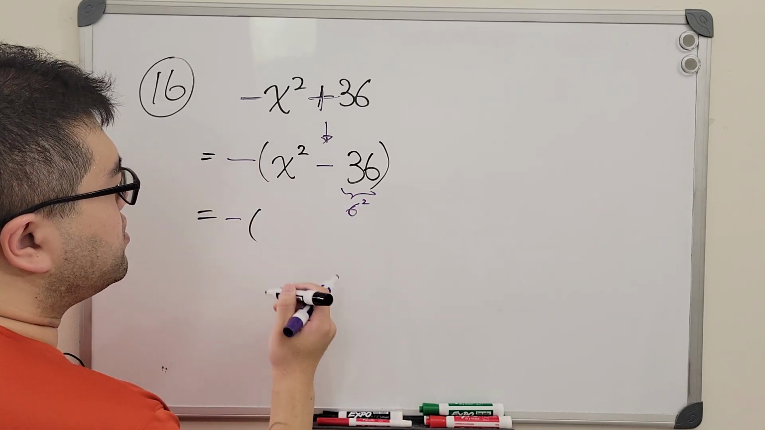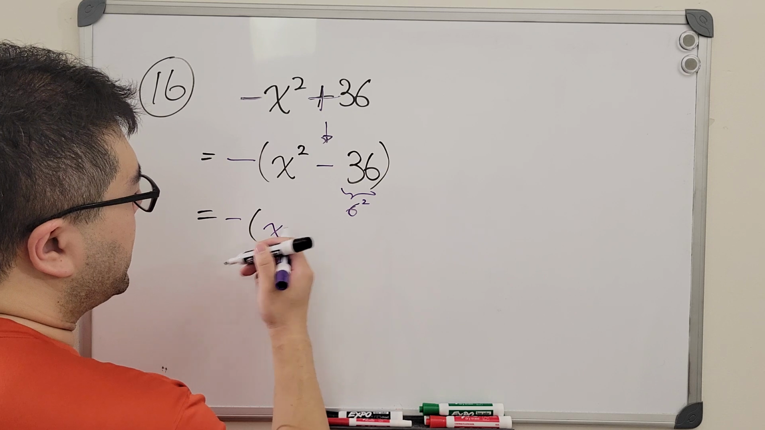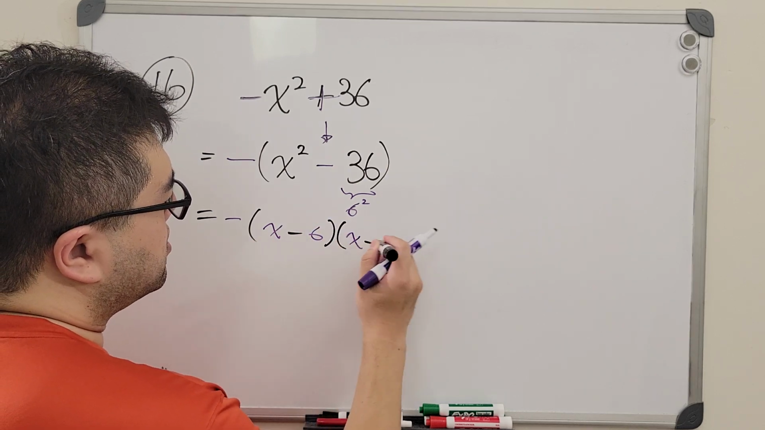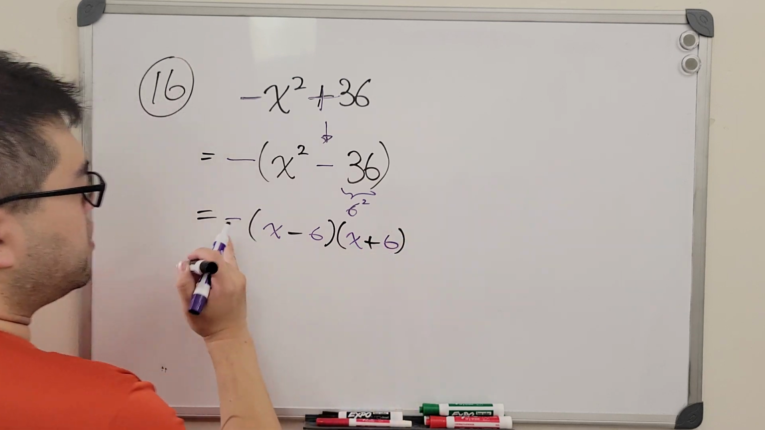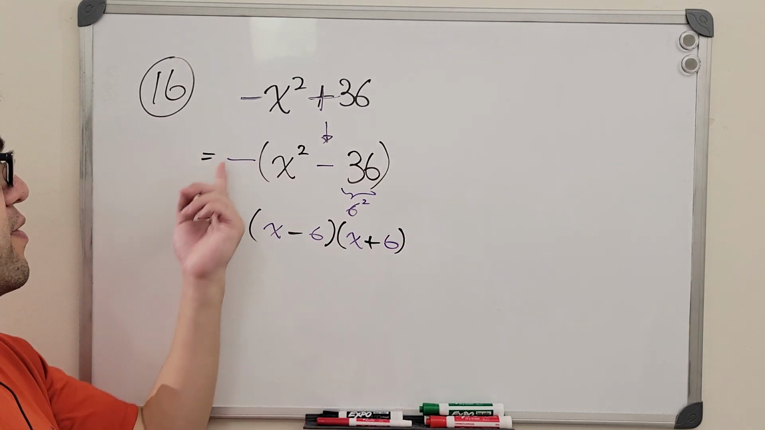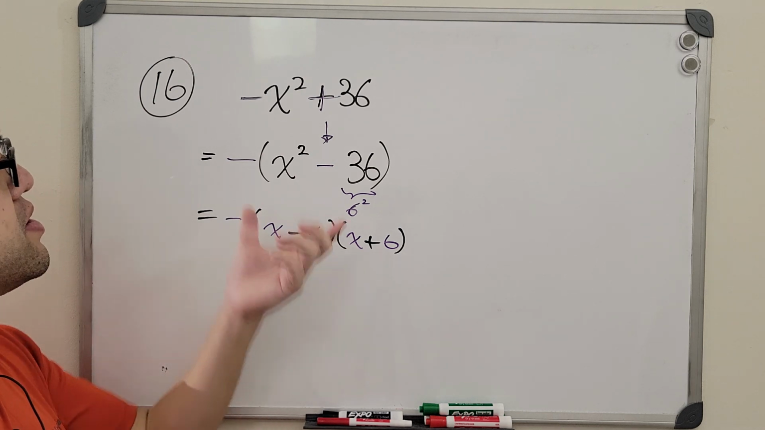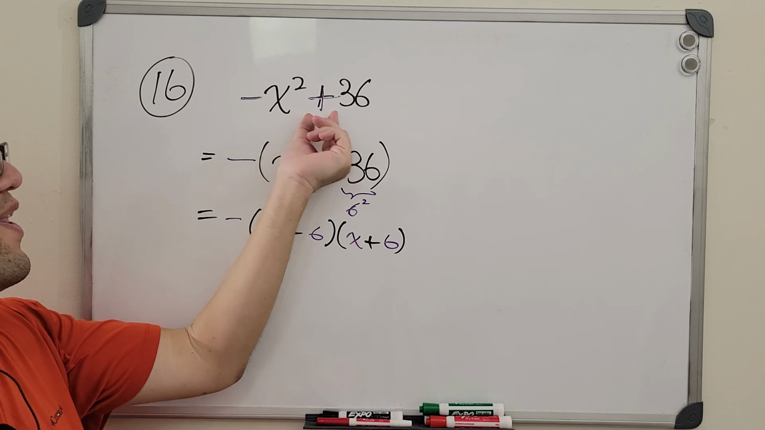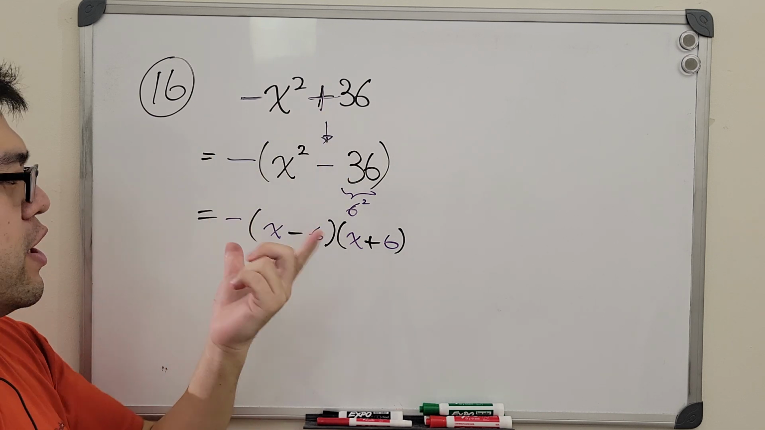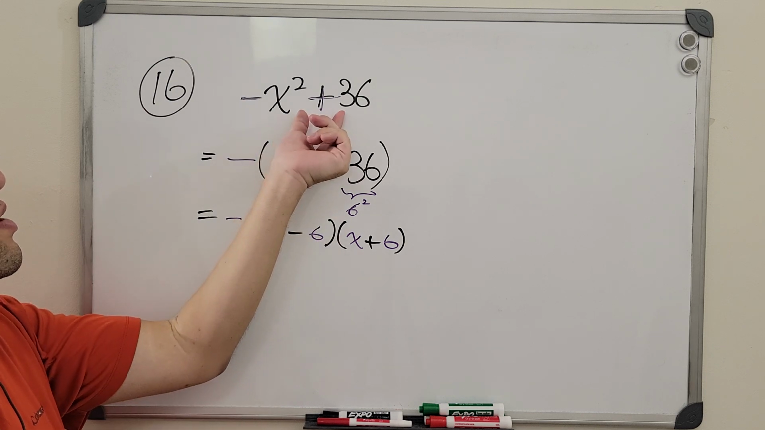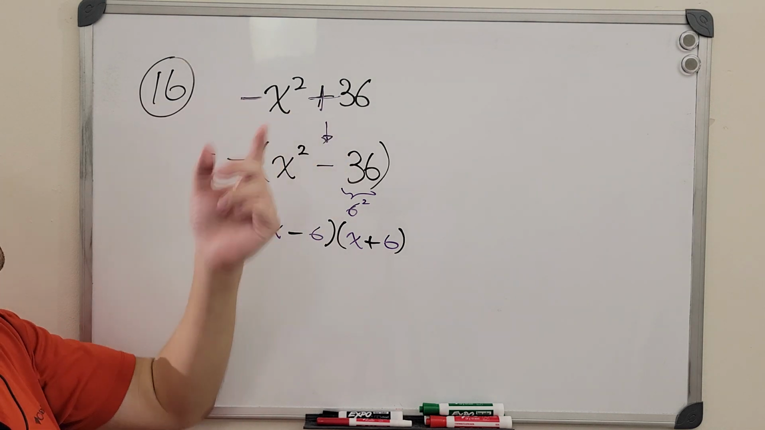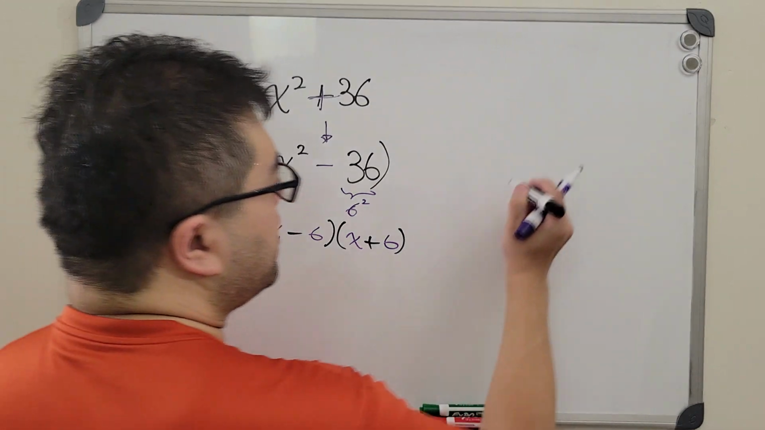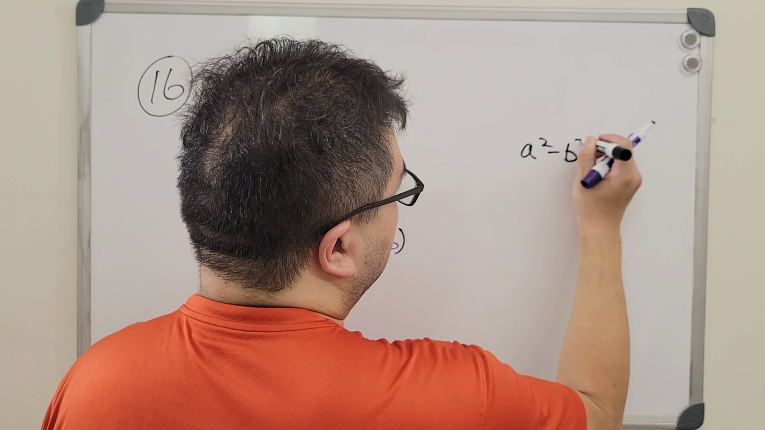So as we factor using the formula, we get x minus 6 times x plus 6. And don't forget there's a negative at the beginning. So in fact, even though there is a plus sign before the second term, this expression is still factorable because we actually have a negative sign. For the formula that we have, a squared minus b squared is factorable.